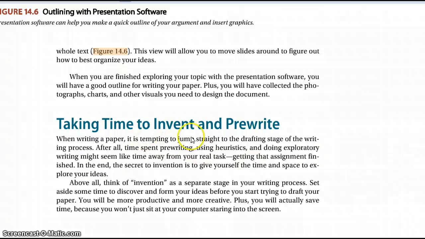It's tempting, the book says, to jump straight into the drafting stage. After all, time spent pre-writing, using heuristics, doing exploratory writing might seem like time away from your real task, getting that assignment finished and getting your A. But the secret to invention is to give yourself the time and space to explore your ideas. You're going to have a much stronger paper if you really put the time up front to work on this.